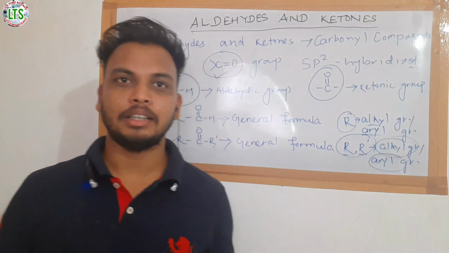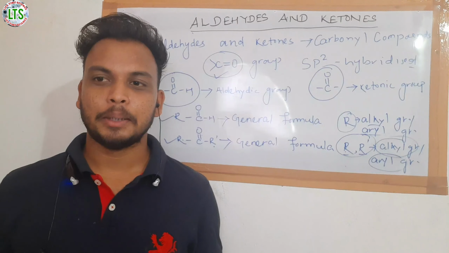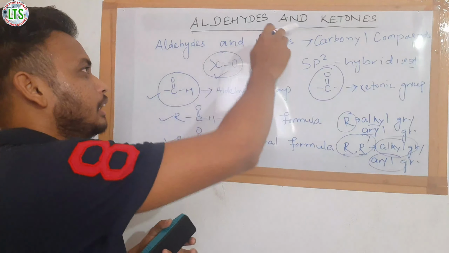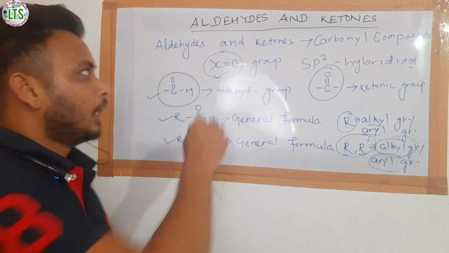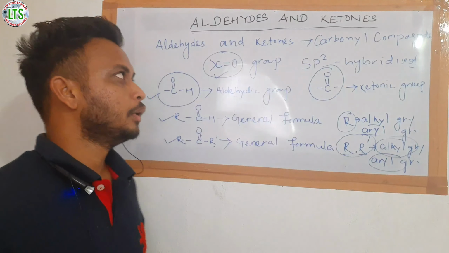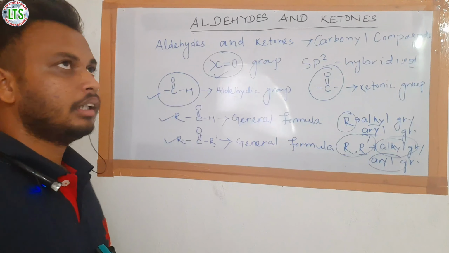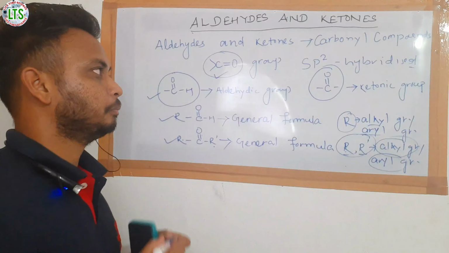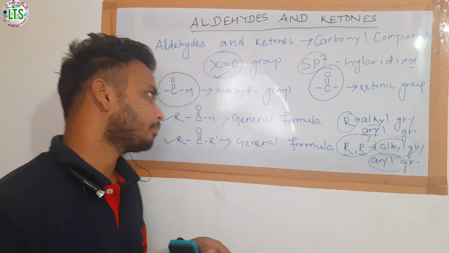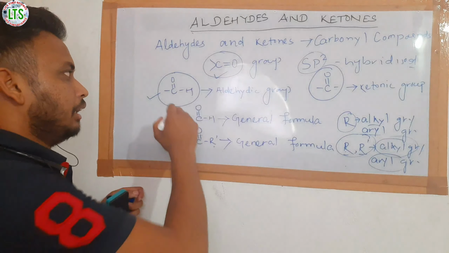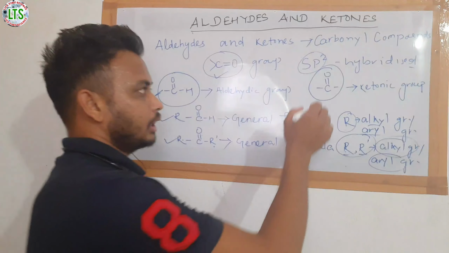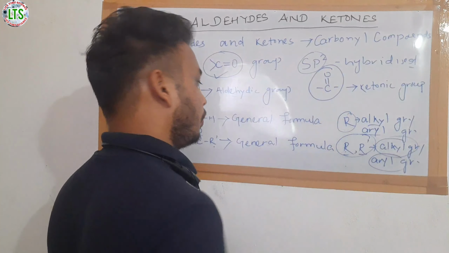Hello students, in this video we are going to discuss the new chapter of organic chemistry, that is aldehydes and ketones. Aldehydes and ketones are collectively called carbonyl compounds because both contain a common carbonyl group in which the carbon atom is sp2 hybridized. Aldehydes contain a CHO group and ketones contain a CO group.